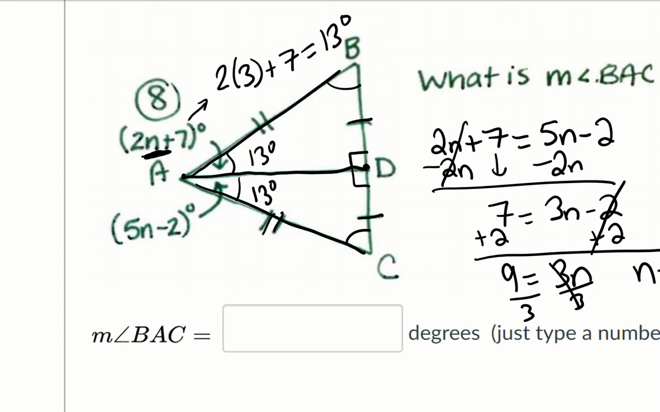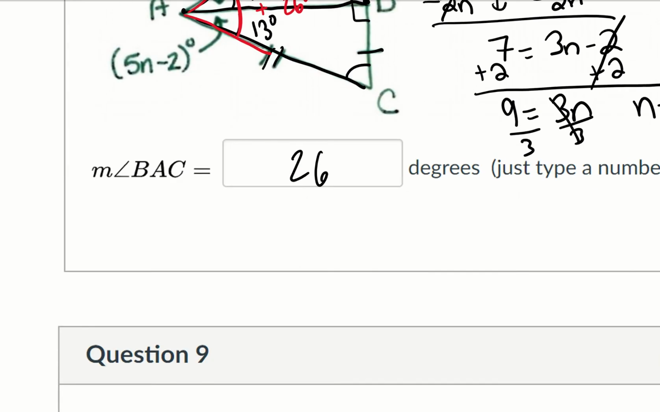And so we know that BAC, which is this whole thing, we have to add those two angles. So we add 13 plus 13 and get a total of 26 degrees for that angle. All right, so the answer is 26 degrees, and we just type 26 into the answer.